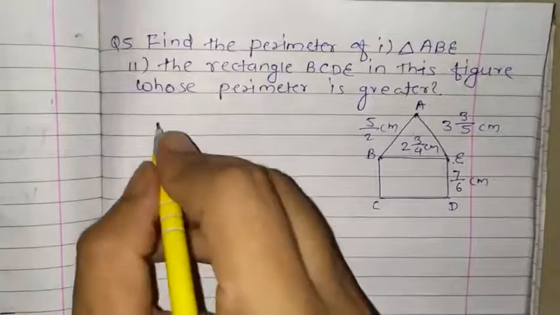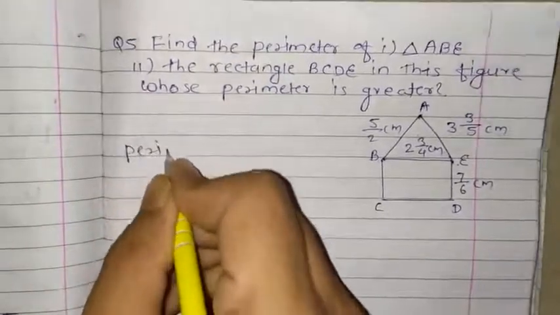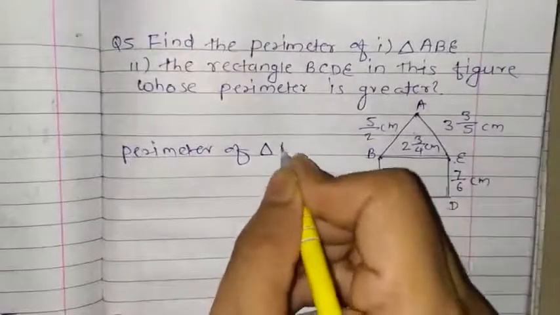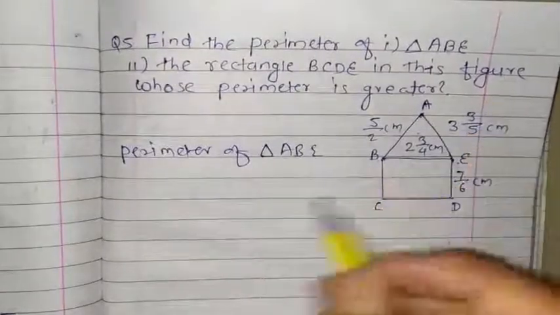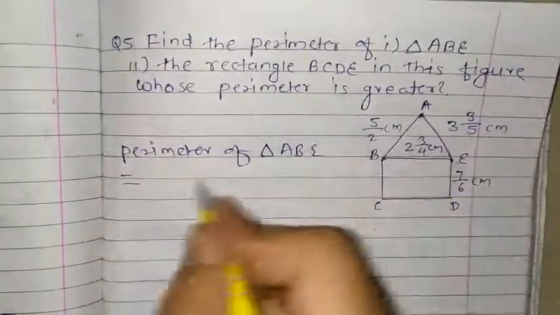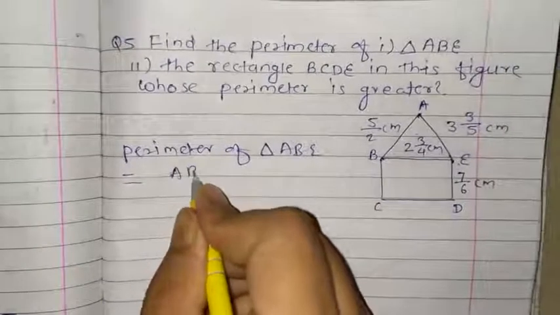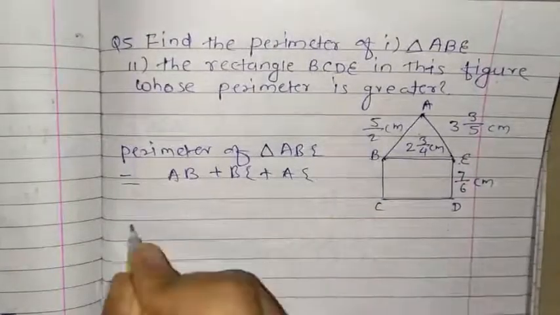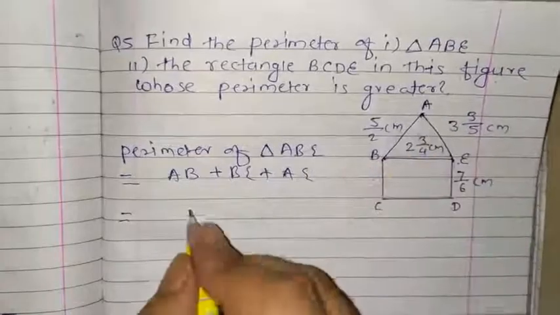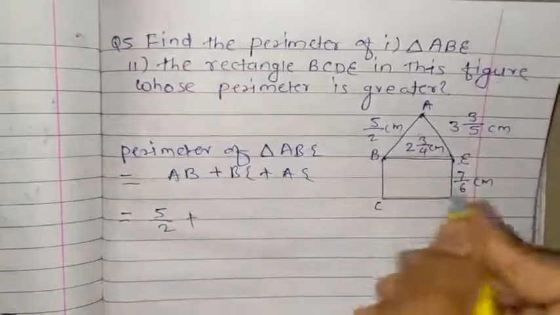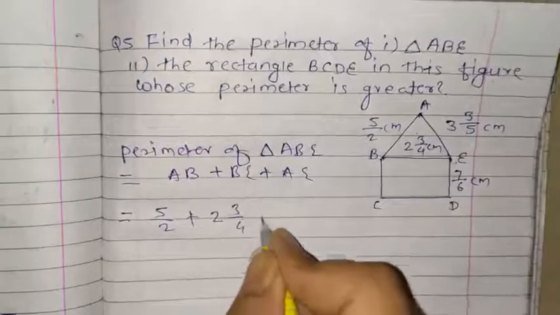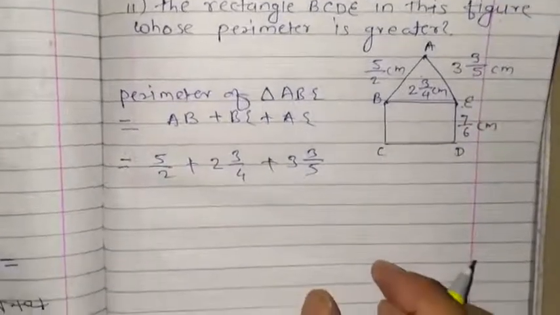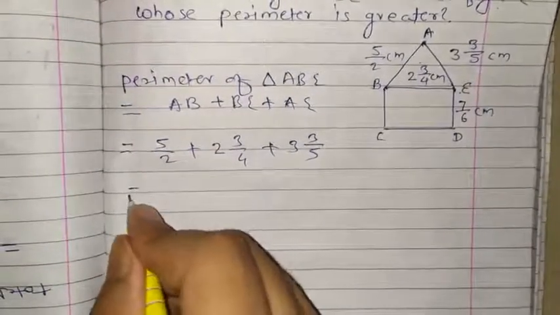First we start with the triangle. Perimeter of triangle ABE is quite simple, it is the addition of all the sides. So AB plus BE plus AE, these are all the sides. Finally we put the values. AB value is 5/2, BE value is 2 3/4, and the last value is 3 3/5. These are the values in centimeters.